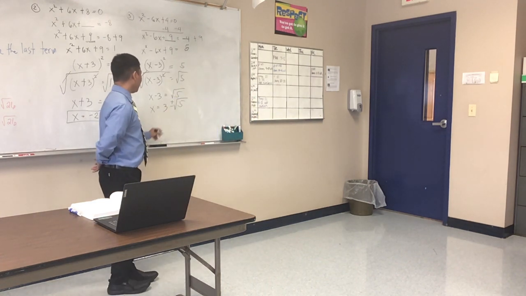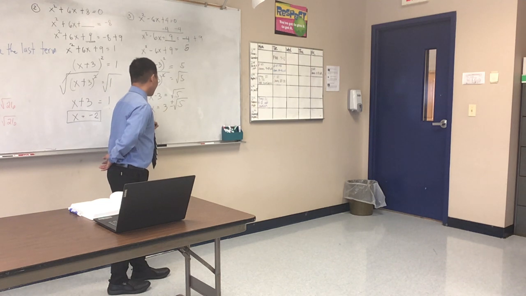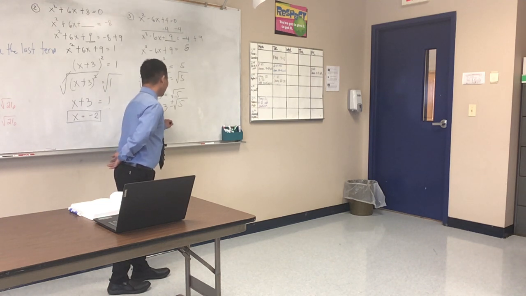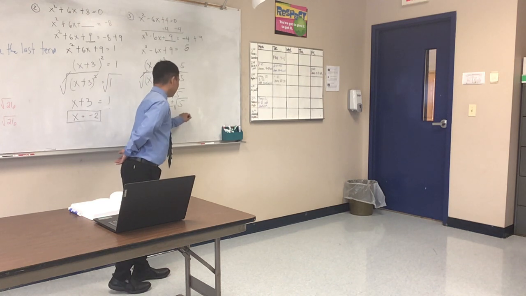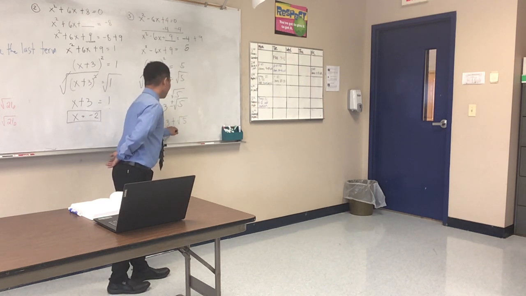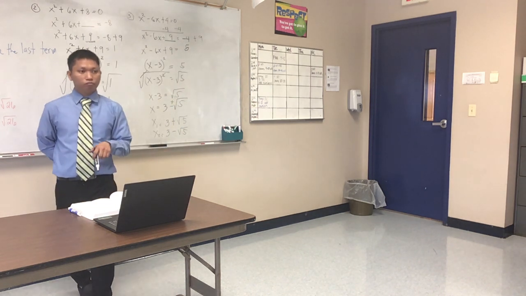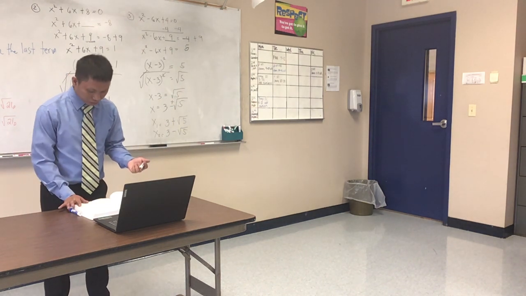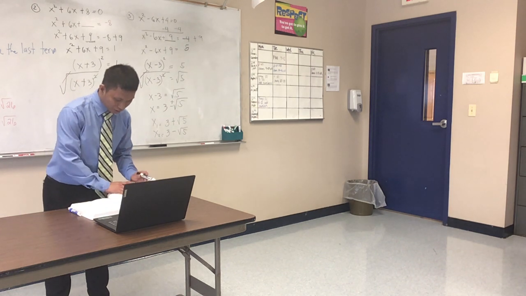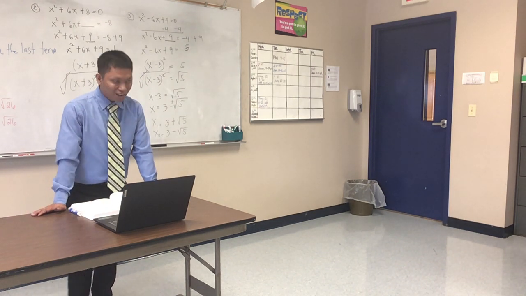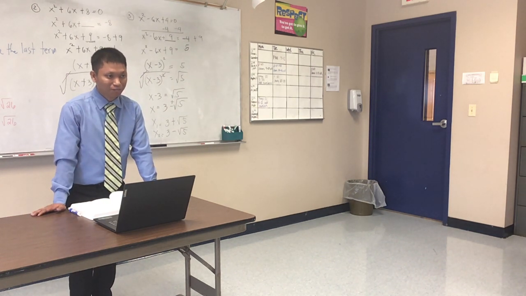Correct. We have two values of x here. X sub 1 is 3 plus square root of 5. We also have 3 minus square root of 5. Got it? Sure? Okay.